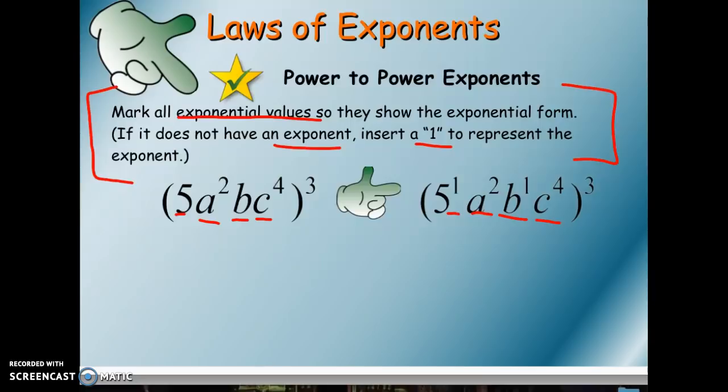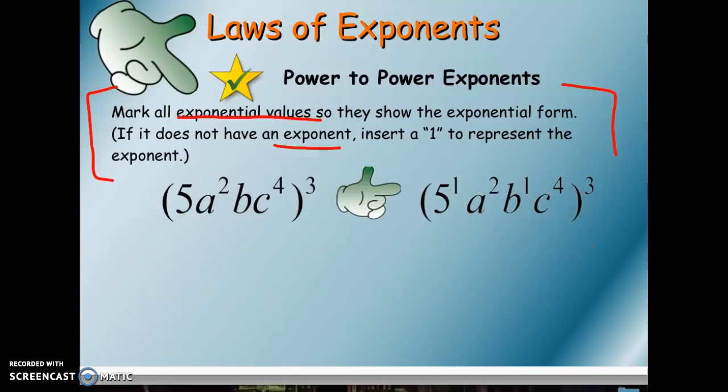When you have a power raised to a power, you multiply. So we're actually going to multiply that 3 to each one of these. So that will be 5 to the 3rd power times a to the 6th power times b to the 3rd power times c to the 12th power. You actually do multiply them, but only when it's a power raised to a power.